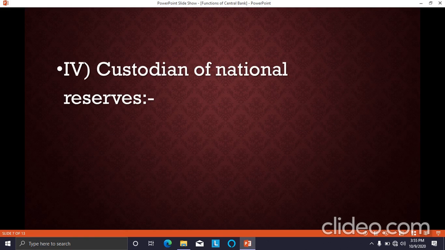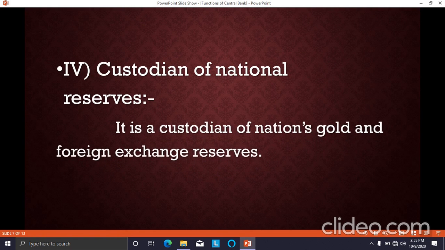Fourth function of central bank is custodian of national reserves. Which are the national reserves? It is the custodian of nation's gold and foreign exchange reserve. Reserve Bank of India acts as a custodian of the country's foreign exchange. Why? To restrict the demand of foreign exchange within the limits of available supply. So to maintain the demand and supply of foreign exchange, central bank takes the custody of the foreign exchange.